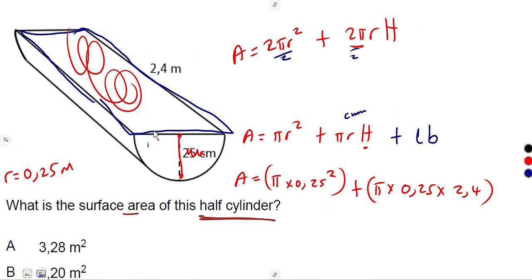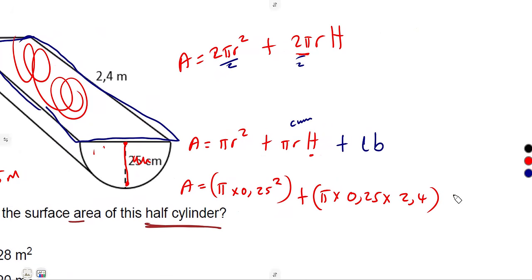Plus length times breadth, all as of the rectangle. That is going to be 2,4. All right, so this one is going to be 2,4. This is our length. And the breadth, which is this one, as we can see, the breadth, guys, will be the diameter here, the whole of this one. Remember, diameter is 2r there.